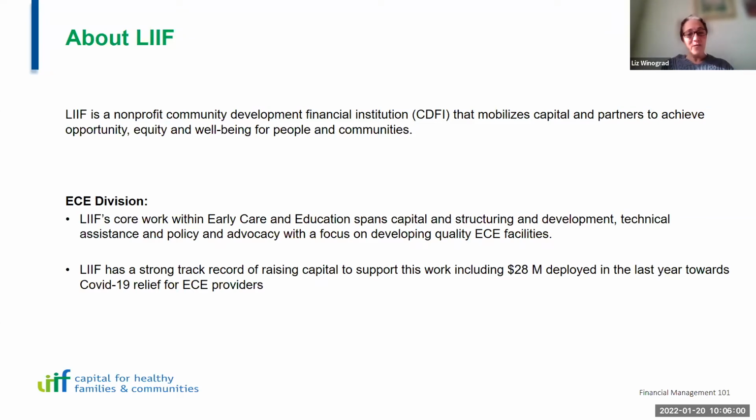LIF is a nonprofit community development financial institution, a CDFI, and we mobilize capital as well as partners to achieve opportunity, equity, and well-being for people and communities. LIF offers a wide range of products, including community capital loans, new market tax credits, grants, and technical assistance. Within our Early Childhood Education Division, LIF's core work spans capital and structuring and development. We also provide technical assistance and policy and advocacy, focusing on developing quality early childhood facilities. We also have a strong track record of raising capital to support this work, including, in the last couple of years, deploying $28 million towards COVID relief for our early education providers, not just in San Francisco, but across the state.